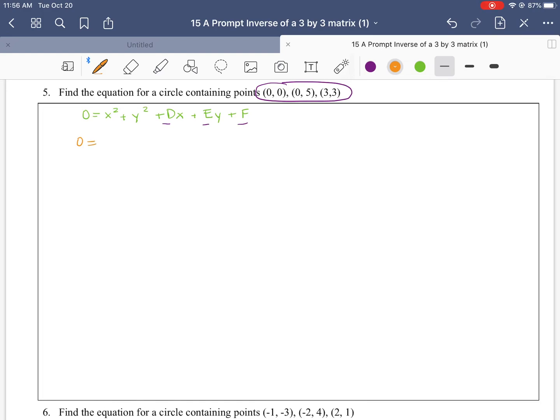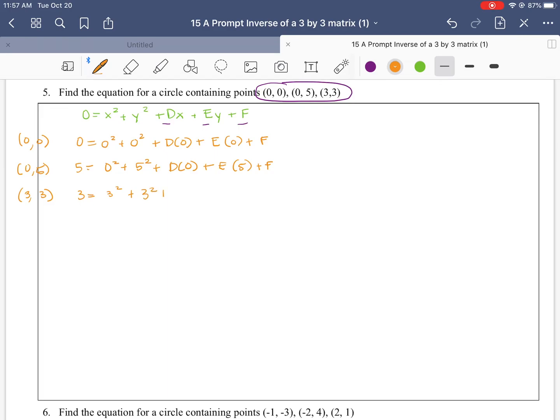So we have 0 equals 0 squared plus 0 squared plus d times 0 and e times 0 plus f. And that's using the point 0, 0. Now if we use our next point 0, 5, then we're going to have 5 equals 0 squared plus 5 squared. So d times 0, e times 5 plus f. And then the last point we're given is 3, 3.